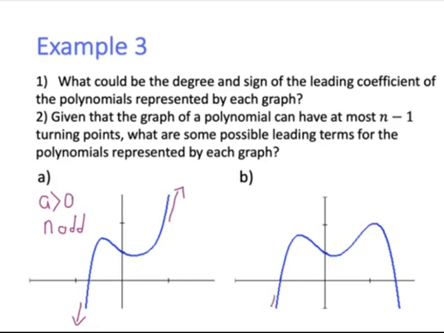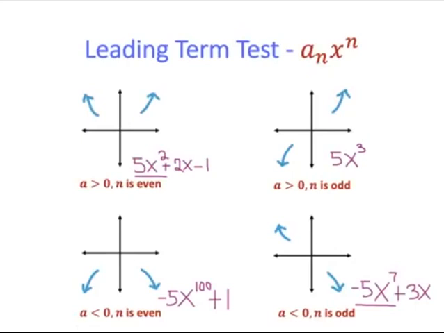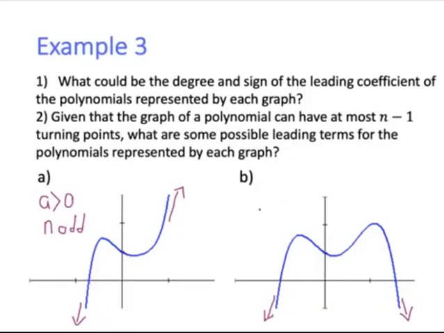Let's look at the second one. Notice the end behavior is pointing down into the third and fourth quadrants. That's going to be this bottom left case that we have here, where A is less than 0 and N is even. So for this example, A is less than 0 and N is even.